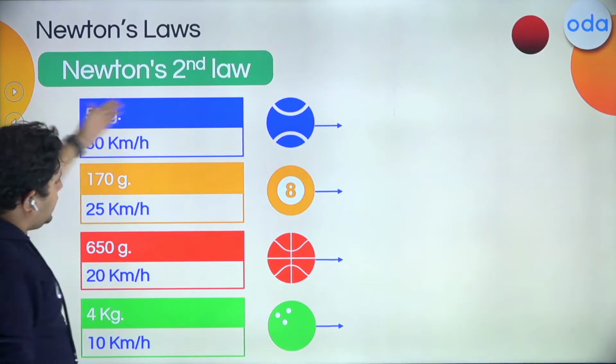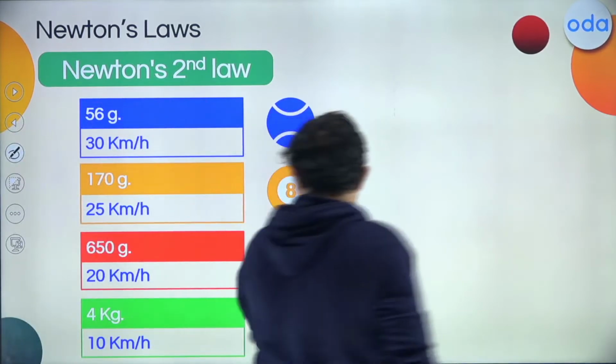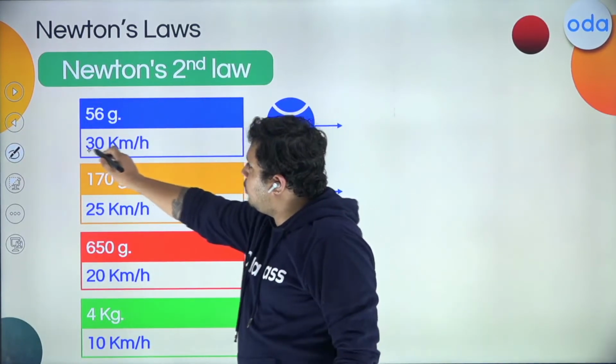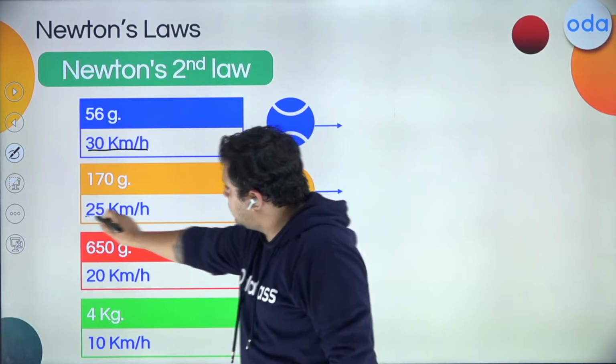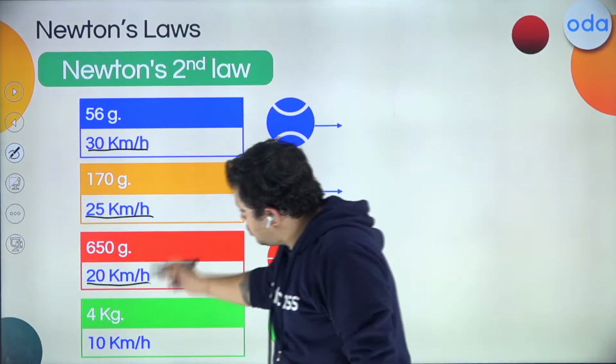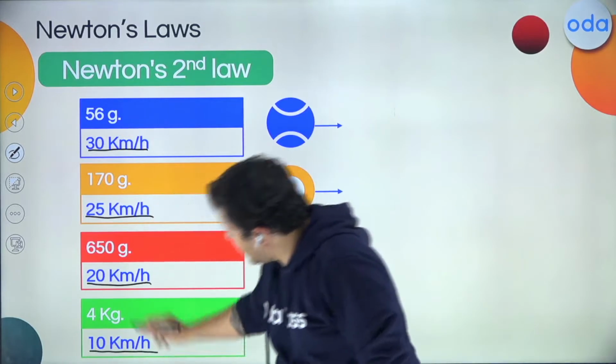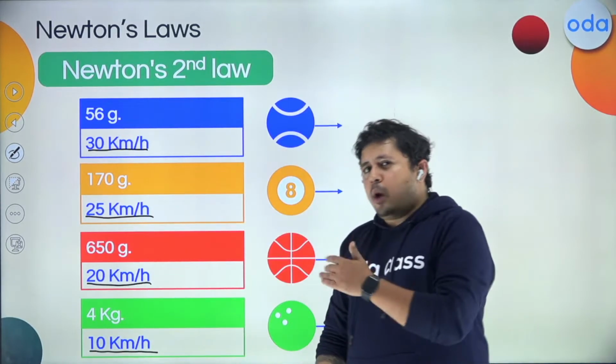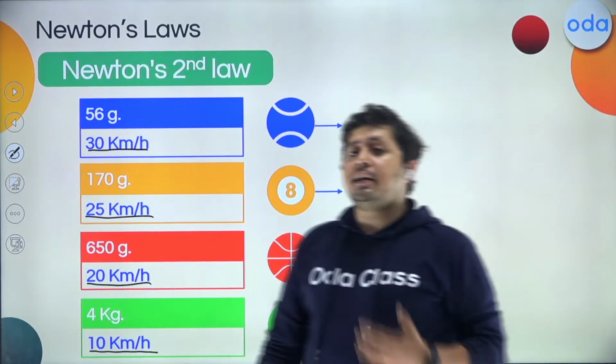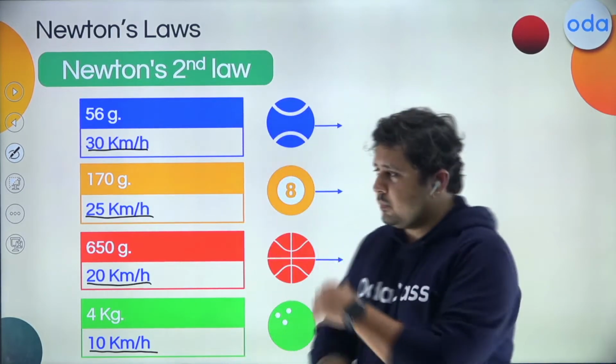You can see over here there are four different types of balls. Look here, this is moving at 30 kilometer per hour. This is 25. This is 20. This is 10. Which one of them has got higher force?